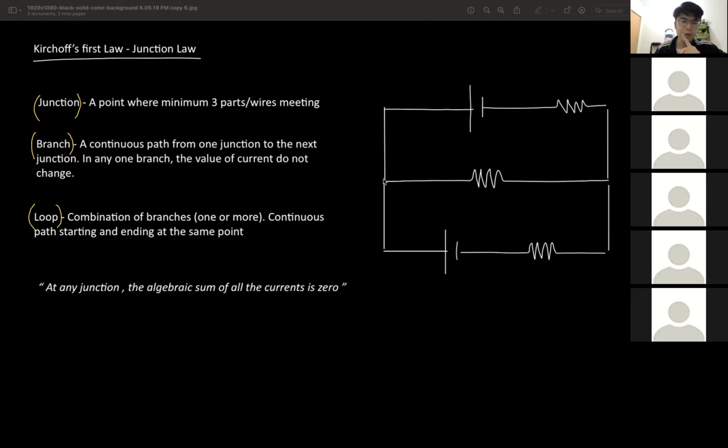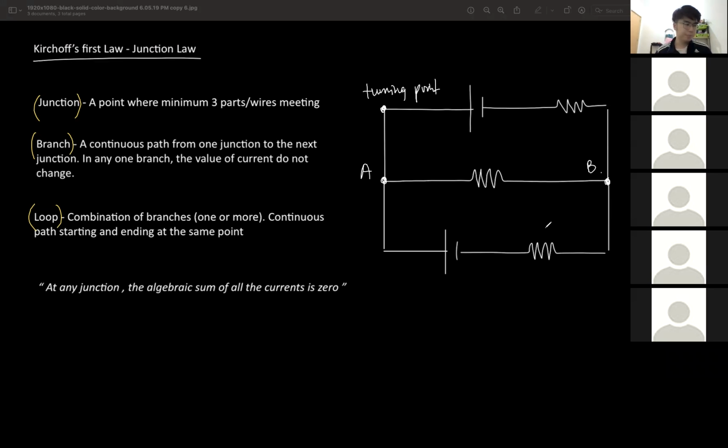I would mark this point, I'll call it point A. This is junction A. It needs to be at least 3 wires. Is this a junction up here? This is not a junction, because you have only 2 wires. We call it just a turning point. It's not a junction. Another junction would be over here, point B. So that is a junction.